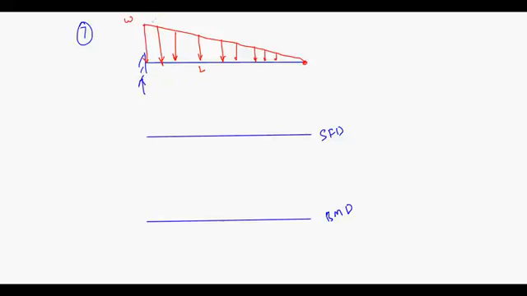Suppose if it was a UDL, it will look like this. So it is nothing but half of UDL. If it was UDL, you will get WL here, but it is half of WL. If you are not comfortable with this type of approach, you can equate it with an equivalent force. What is your equivalent force here? It will act somewhere here, and the value will be WL by 2, isn't it?